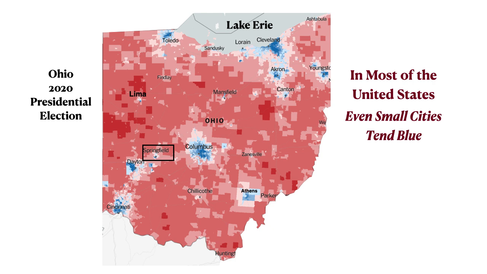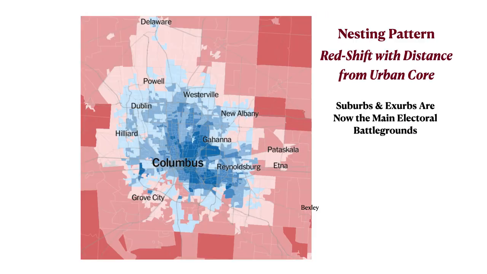I note I put a box around Springfield, a city that's been much in the news, and you can see the central part of the city itself is blue. Even a city as small as Lima in the northwestern part of the state, you have to look kind of closely, but it's quite blue. That's a city of about, I think, 35,000 people.